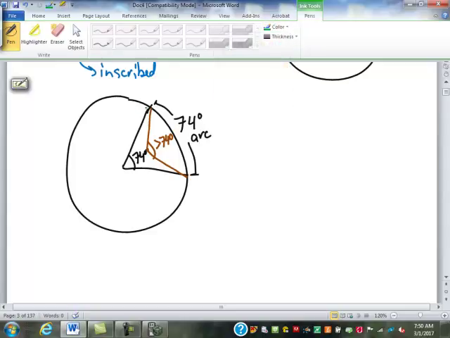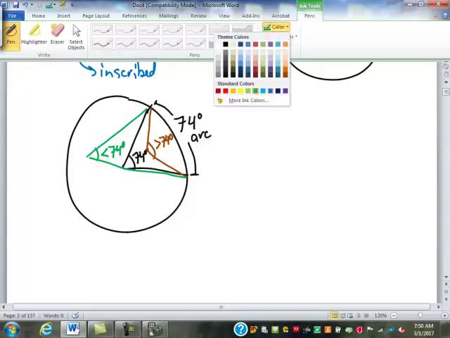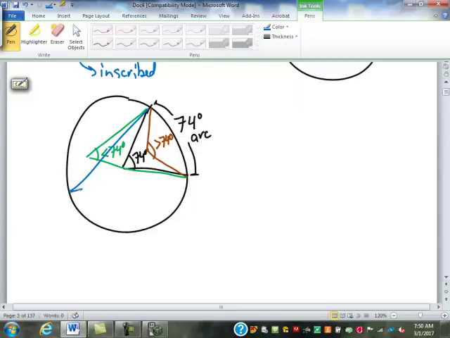If I move the vertex further away from the arc, that's got to be less than 74 degrees. So as I move the vertex away, it gets smaller. Towards it, it gets larger. And of course, once I get to here, then it's exactly half. That's really 37 degrees, on a straight angle.